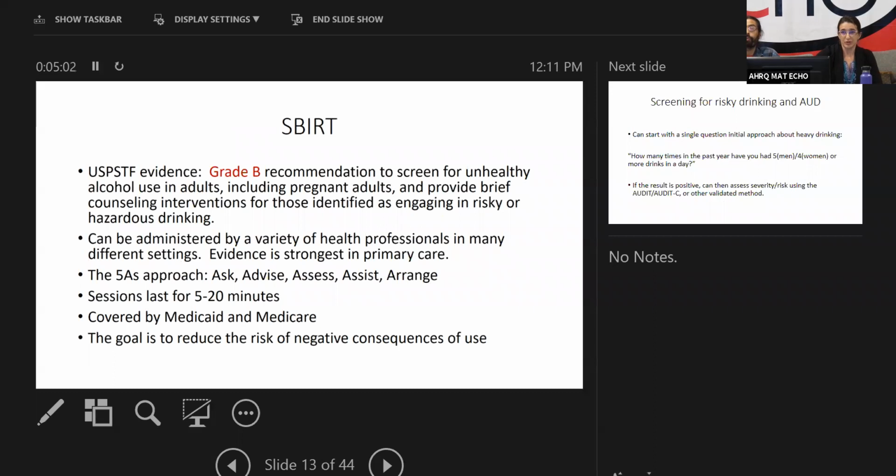So SBIRT is a very effective model, so screening and brief intervention and referral to treatment, that has good evidence, especially in primary care settings.